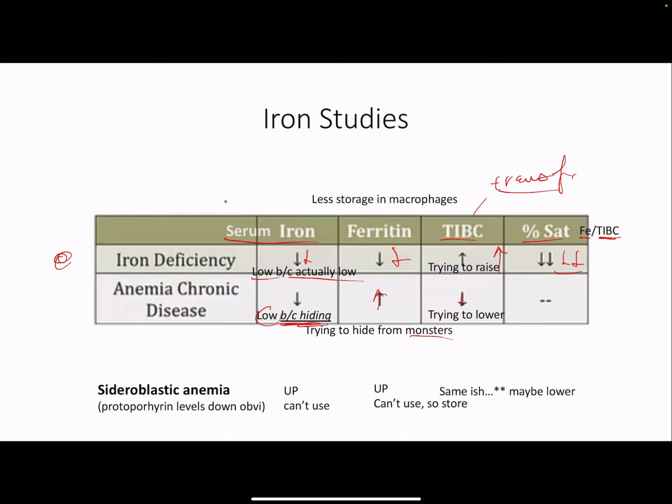And then sideroblastic anemia, you can't use it. You cannot complex it with a protoporphyrin to make heme. So it's going to go up. The ferritin levels are going to go up. Why? Because you have more, so you've got to store more of it.